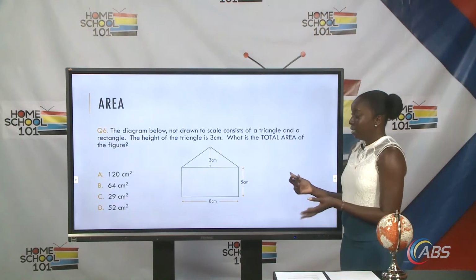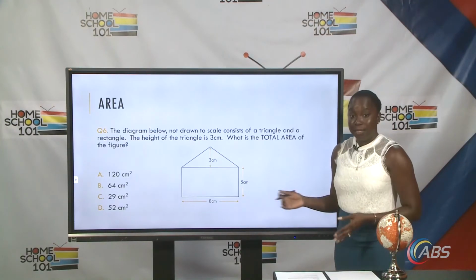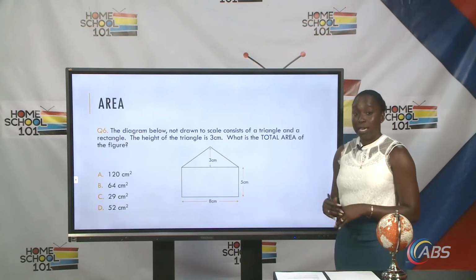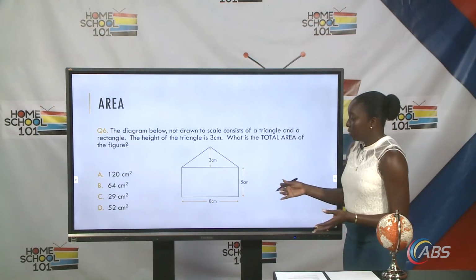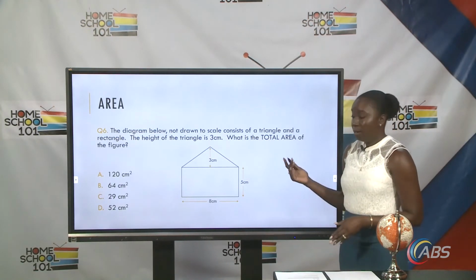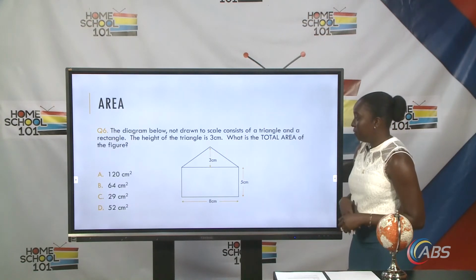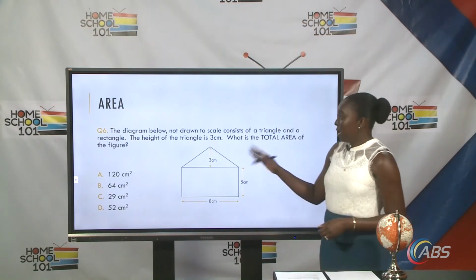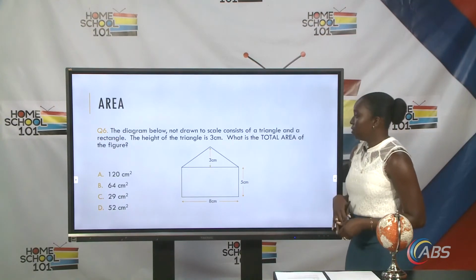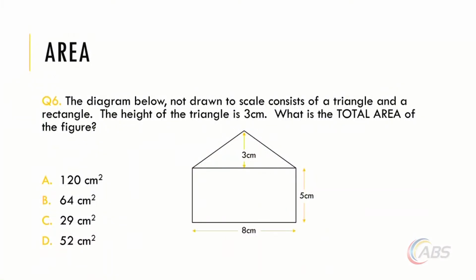And so this is another example of where measurement and even just shapes and angles are in our real life, our everyday life. So again, the diagram below, not drawn to scale, consists of a triangle and a rectangle. The height of the triangle is 3 centimeters, as you can see there in the middle. What is the total area of the figure?